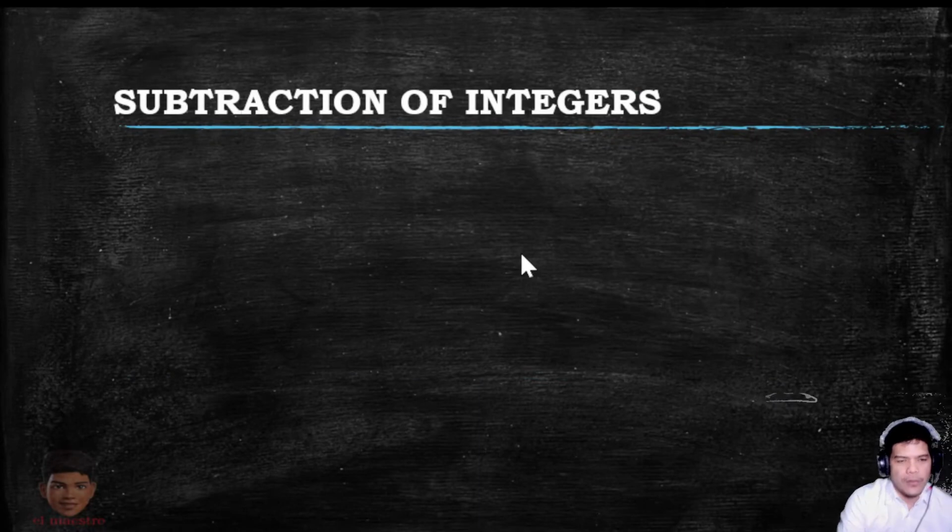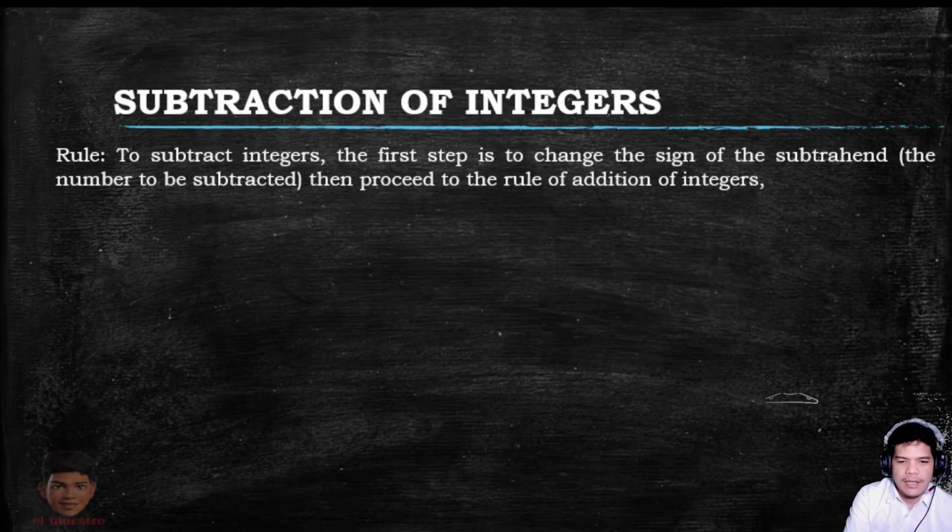So, the same thing with addition, okay? May rules ang subtraction of integers. Okay? So, ito yung rules. First is, to subtract integers, the first step is to change the sign of the subtrahend. So, yun yung pinakaunang step. You have to change the sign of the subtrahend, then proceed to the rule of addition.